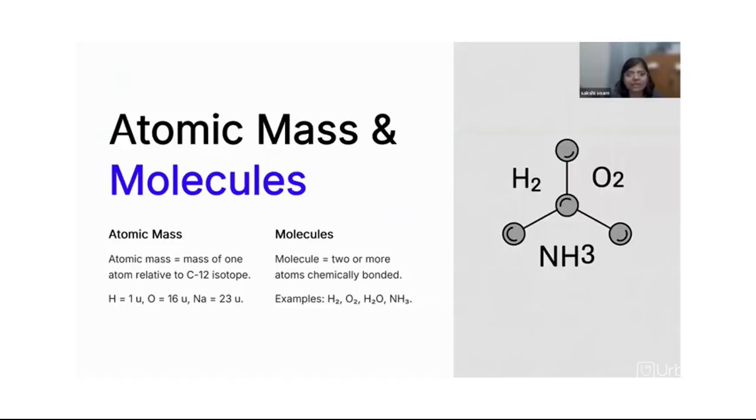Okay, next is atomic mass and molecules. So what is atomic mass? Atomic mass is the mass of one atom, equal to 1 by 12th the mass of a carbon-12 isotope, right? 1 by 12th the mass of a carbon-12 isotope, that is the mass of one atom, right? Like hydrogen is equal to 1 gram, that is the mass of one atom of hydrogen, right? Okay. Similarly, oxygen is equal to 16 grams, right? Okay. So a molecule is when 2 or more atoms are chemically bonded, like H2 is a molecule, N2 is a molecule, carbon dioxide is a molecule, right?